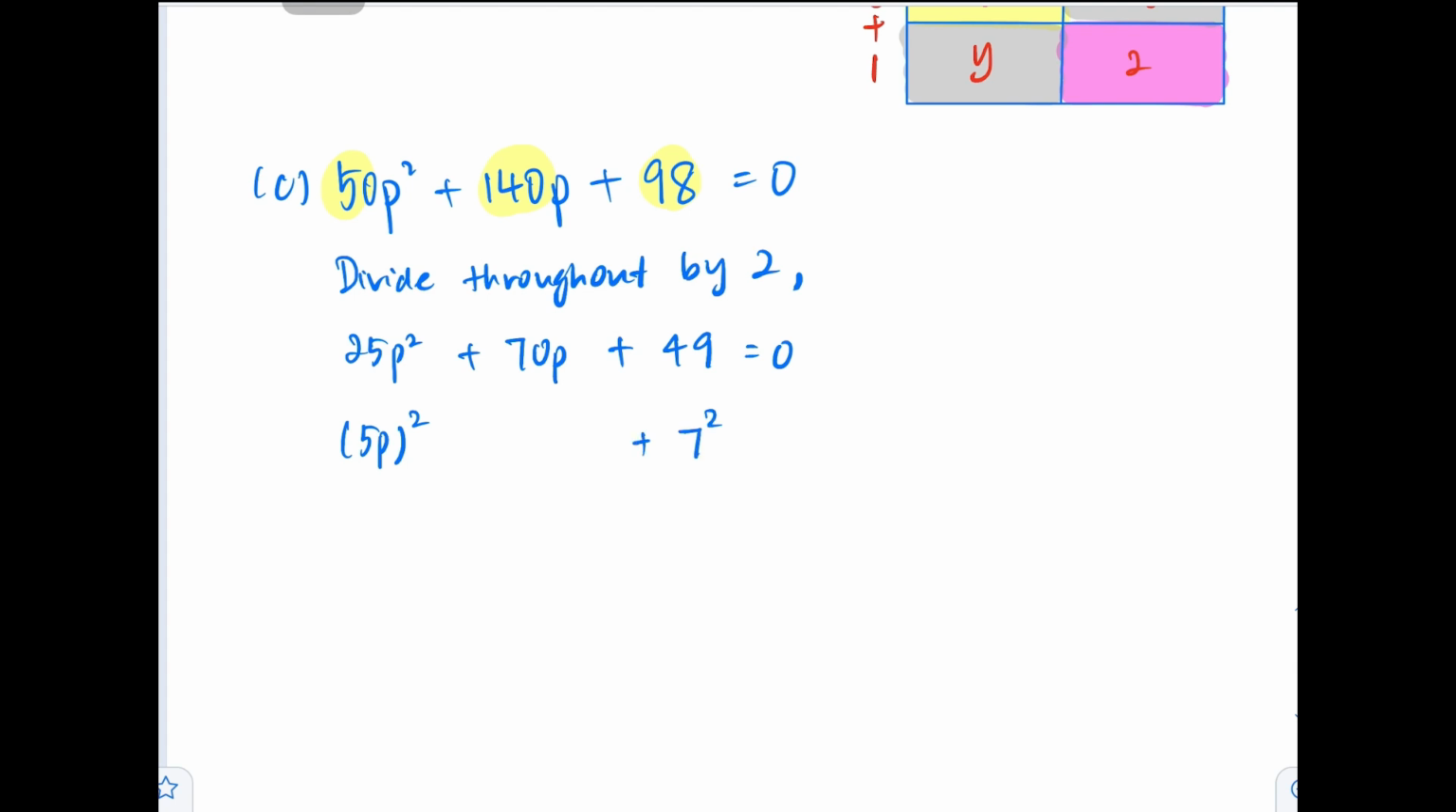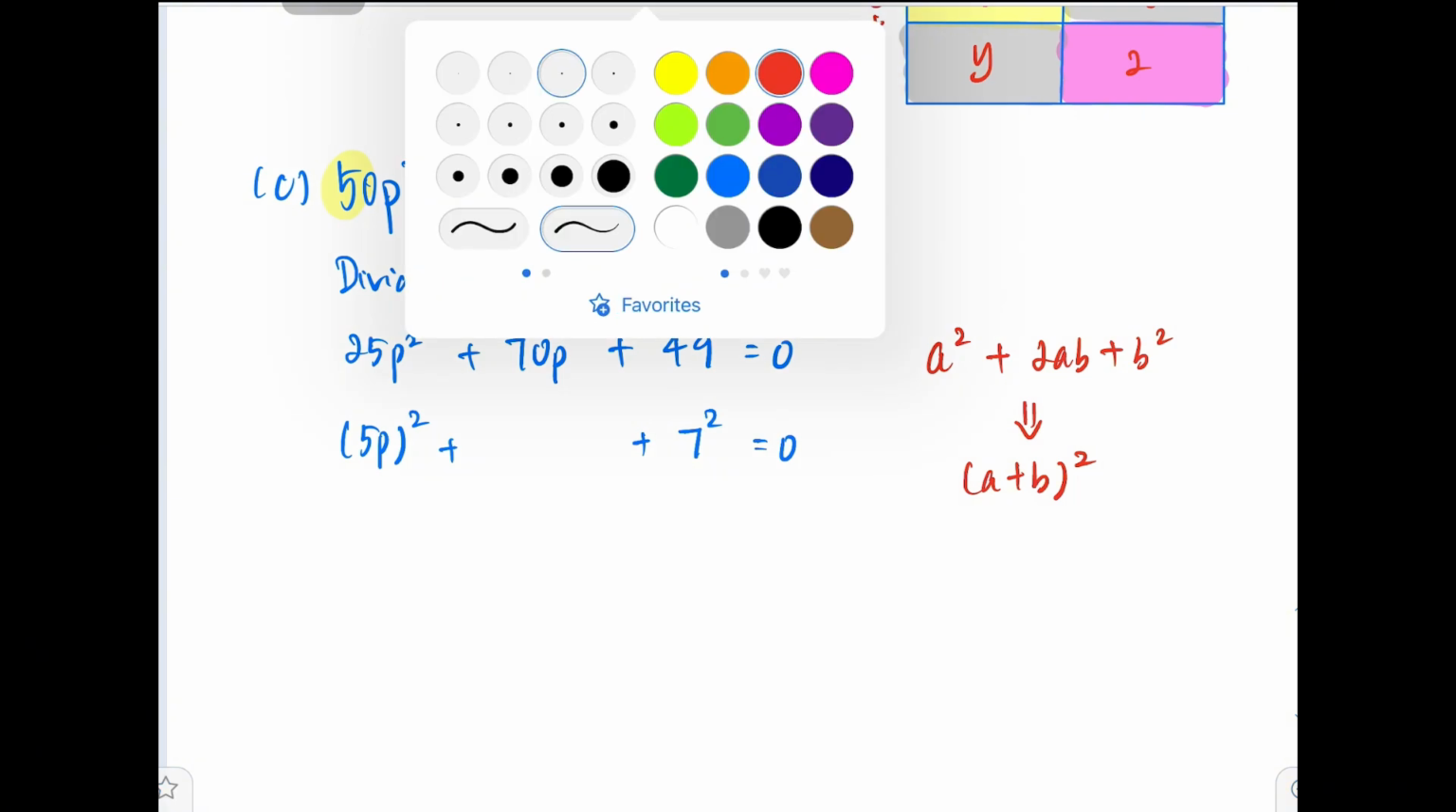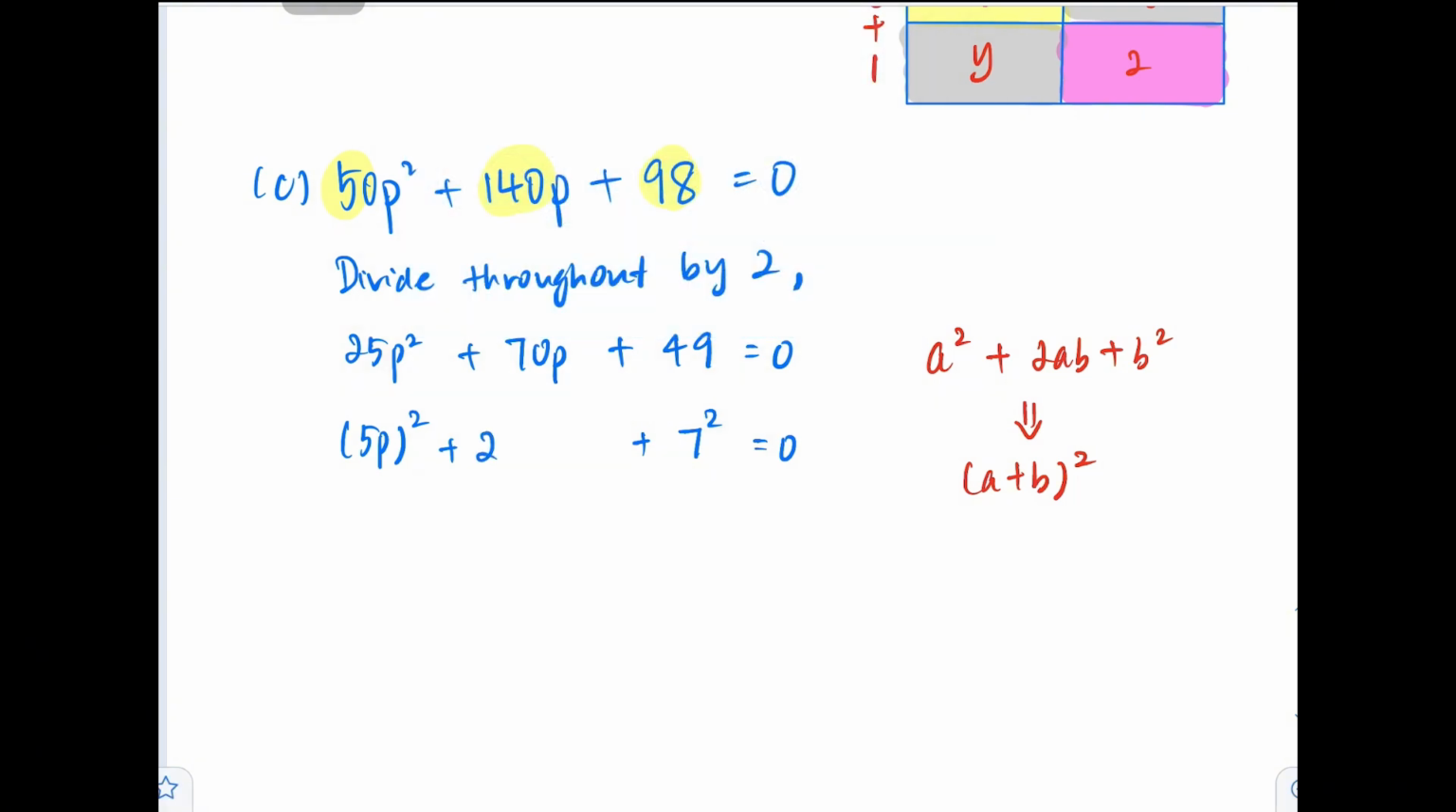So now this looks a little bit like something that we have learned previously, which is our special algebraic identities. A squared plus 2ab plus b squared, which can be factorized to a plus b whole thing squared, right? So let's check. If our 2ab is indeed equal to 70p, so if we rewrite this part as 2, the a is 5p and the b is 7.